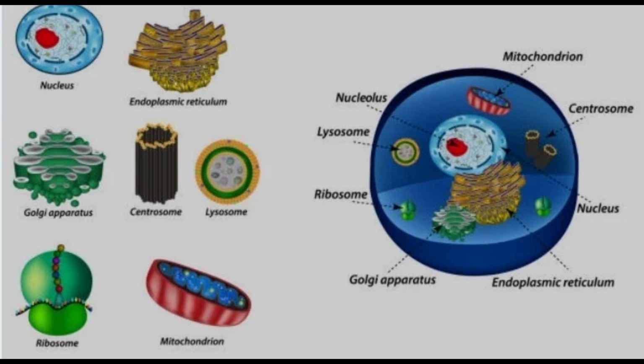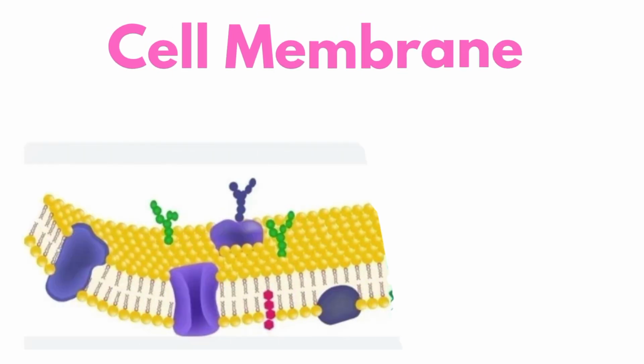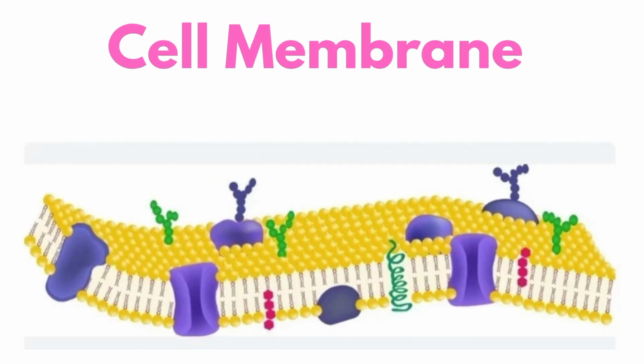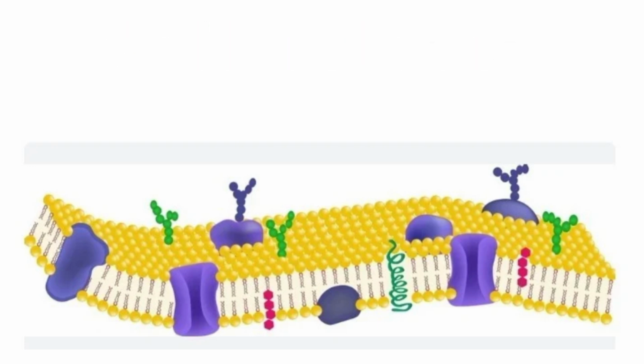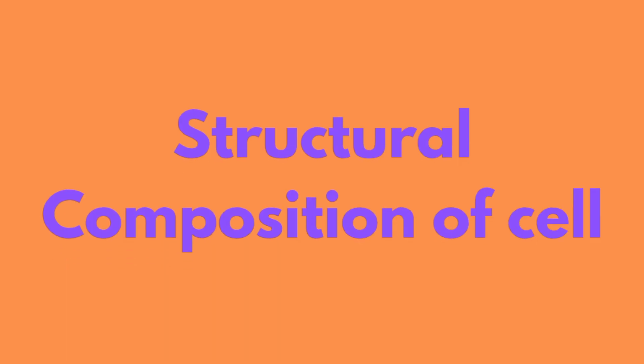Since a cell is a membrane-bounded structure, now look at the membrane which surrounds the cell. The cell membrane, also known as the plasma membrane, is the outermost layer of the cell. It's a semi-permeable membrane that regulates the movement of materials in and out of the cell. Semi-permeable means it has the ability to allow only specific or selected materials to move into the cell and out of the cell.